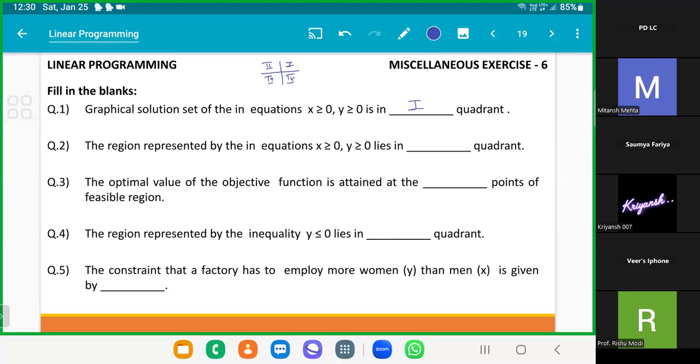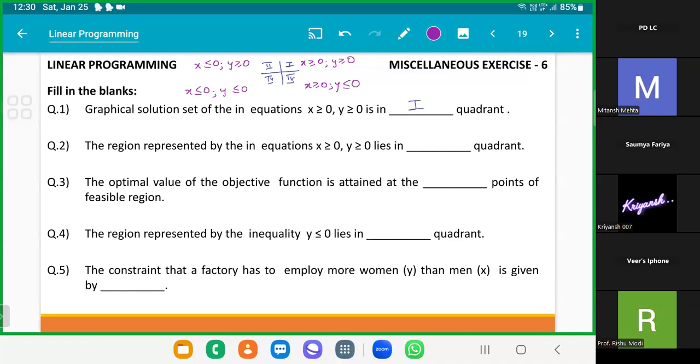We know that part. This means x is greater than 0, y is greater than 0. This means x is negative, but y is positive. This means both are negative. And the last one means x is positive, y is negative. Right? So second answer, please. What will be the second answer?